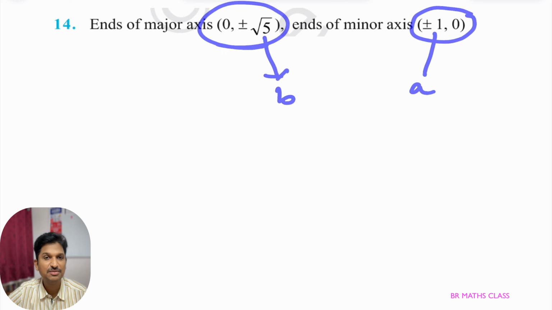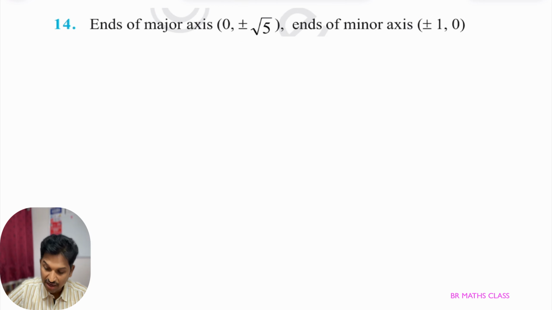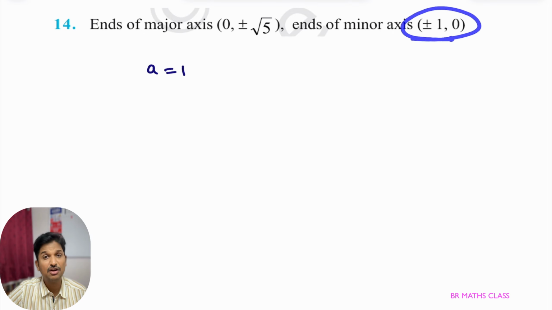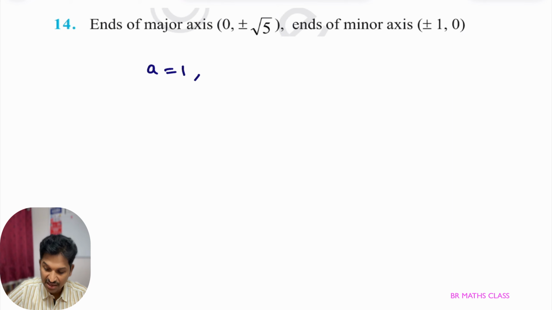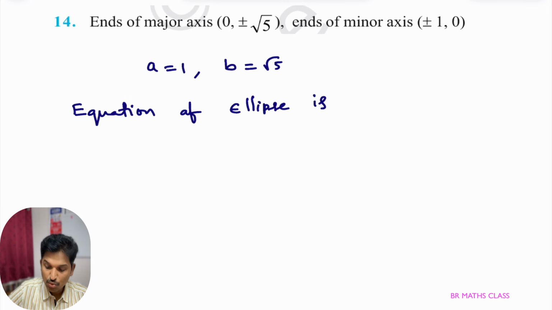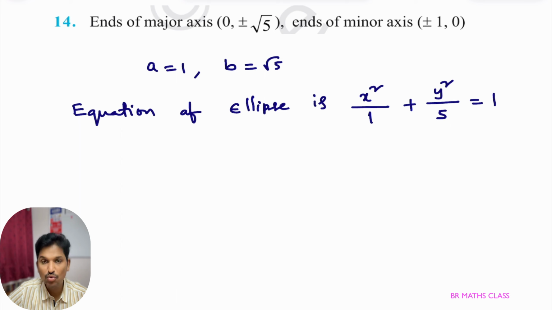Try to understand this, right? So the value of A is 1. Here this is plus or minus A comma 0. This is 0 comma plus or minus B. What is B? B is root 5. As we know A value, B value, you can easily write equation of ellipse. Equation of ellipse is x square divided by A square plus y square divided by B square, that is root 5 whole square, 5, equal to 1.